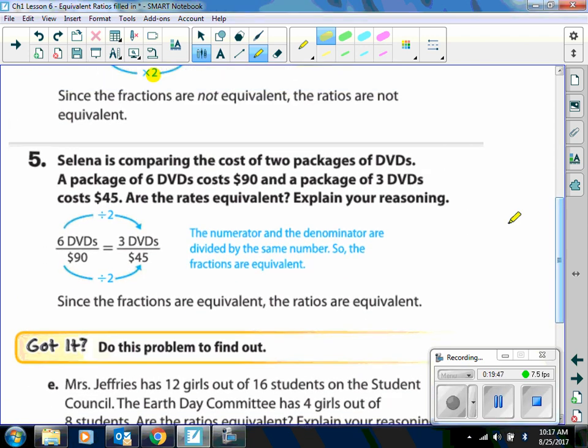Here's one that we do have one that is equivalent. Selena is comparing the cost of 2 packages of DVDs. A package of DVDs cost $9 and a package of 3 DVDs cost $45. We want to know if those rates are equivalent. Well, we set them equal to each other and see if we can get from one to the other. So here, 6 divided by 2 is 3, and 90 divided by 2 is 45. So because we divided by the same number, those ratios are equivalent. Those fractions are equivalent.